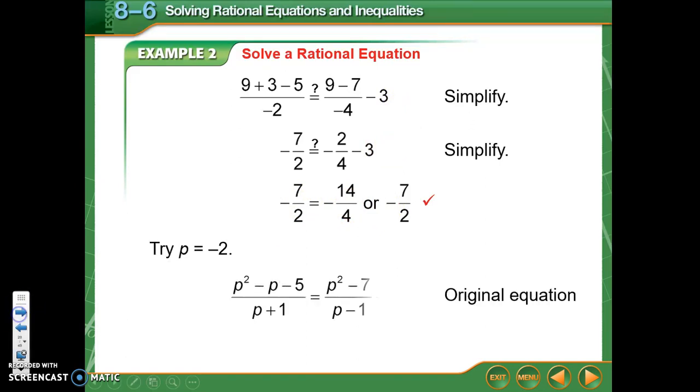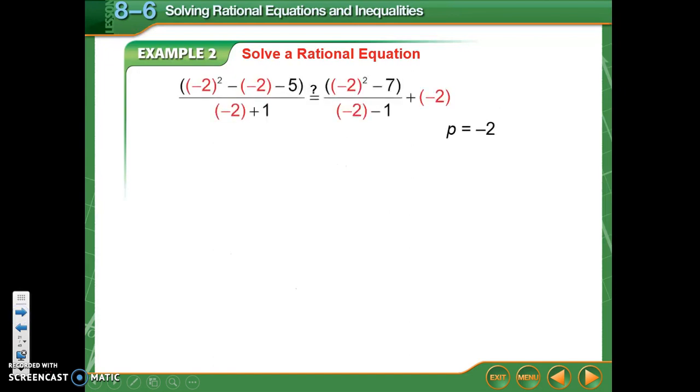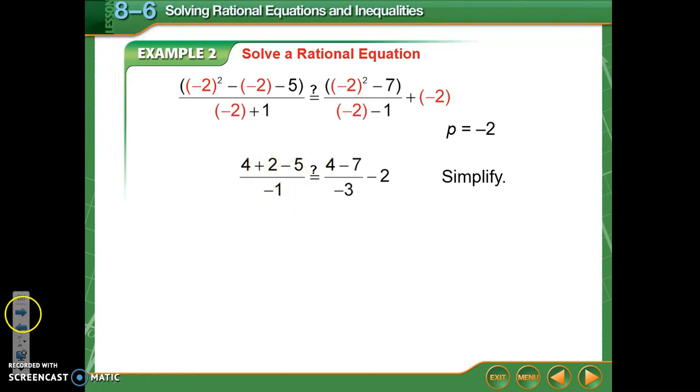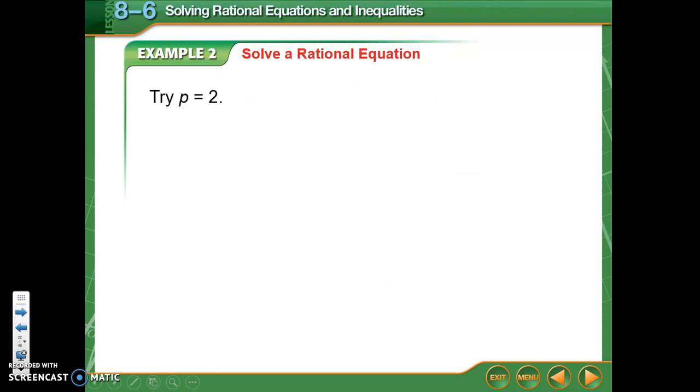Now I'm going to try p equals negative 2. When I plug in negative 2 for all of the p's in the original equation, I end up with 4 plus 2 minus 5 over negative 1 on this side, and on the other side I end up with 1 minus 2. And so that one also works. So far I have 2 solutions.